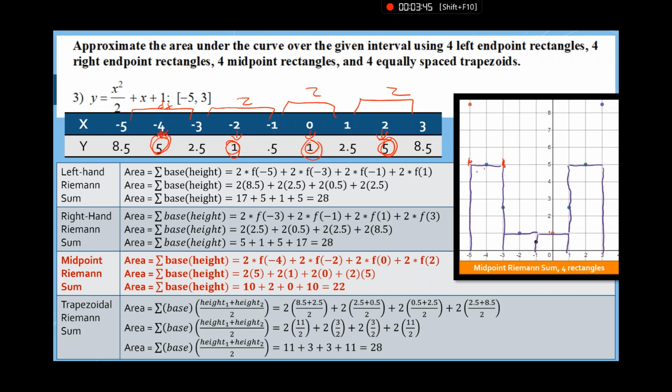If I wanted to graph it, it would look like this. So here's my first interval, my 2 units going from negative 5 to negative 3, and my height is taken from the middle value. Okay, if we add all of that up, that gives us this. So 2 by 5 plus 2 by 1 plus 2 by 1 plus 2 by 5.